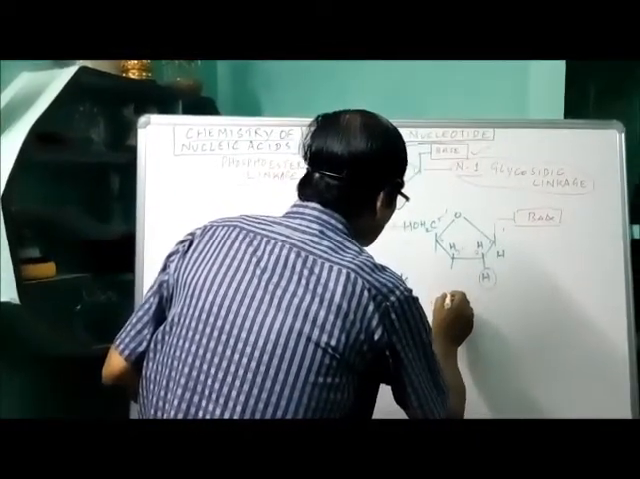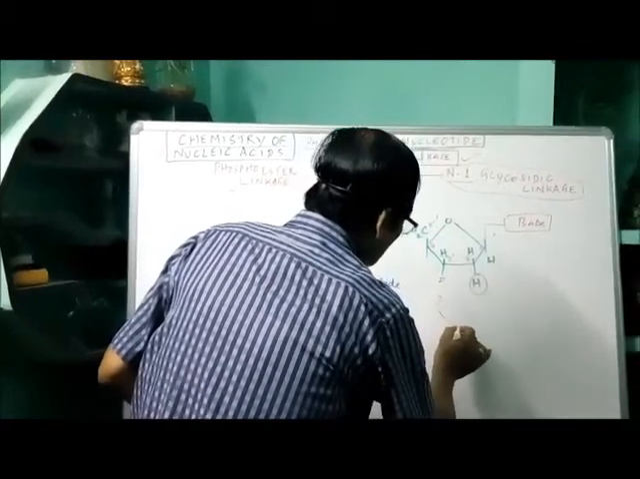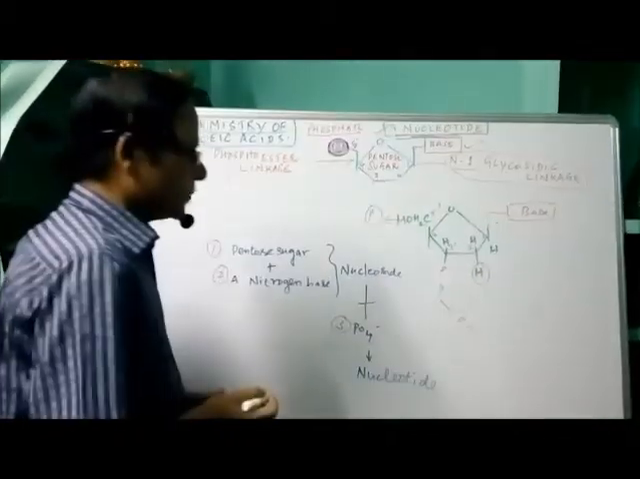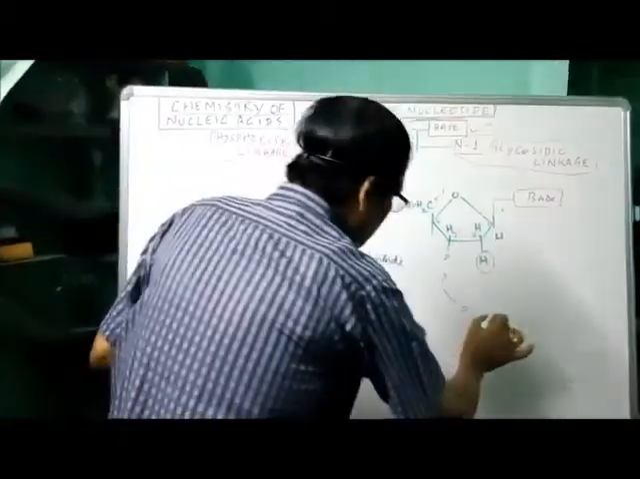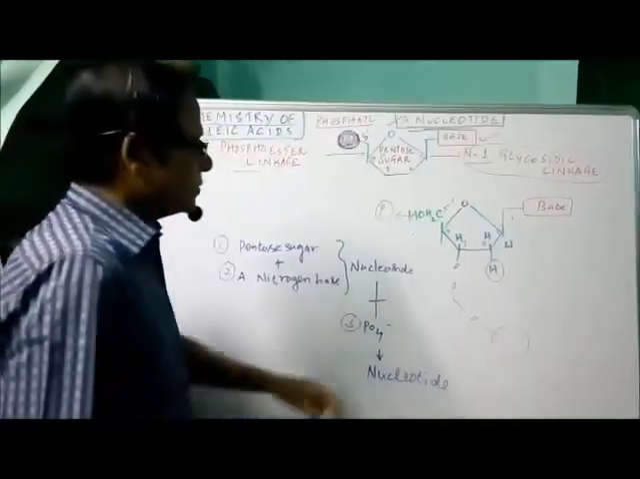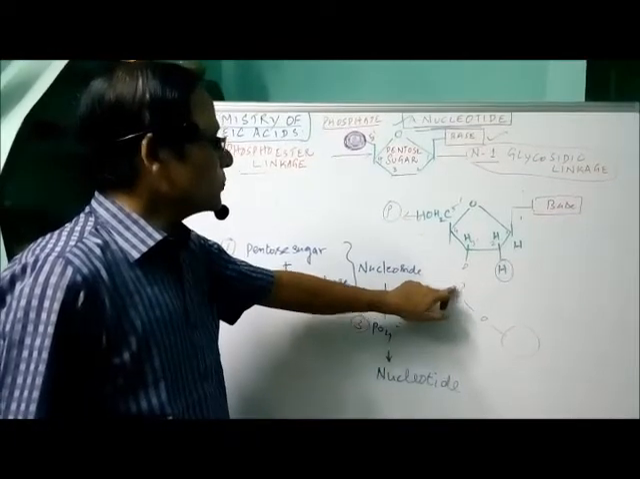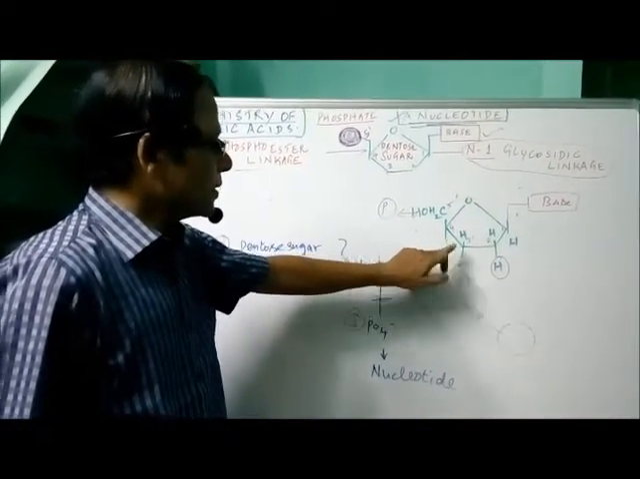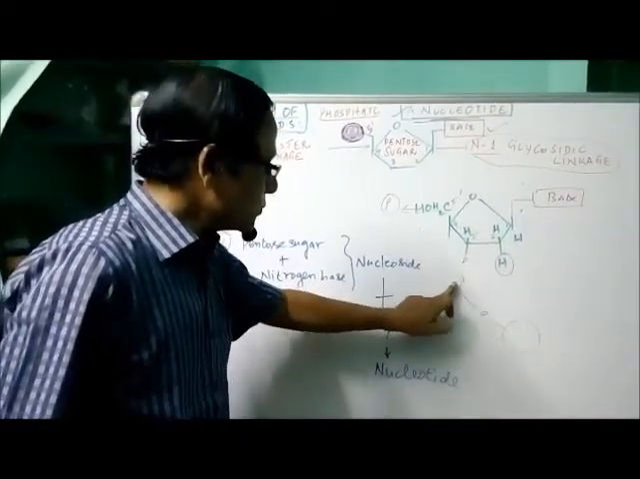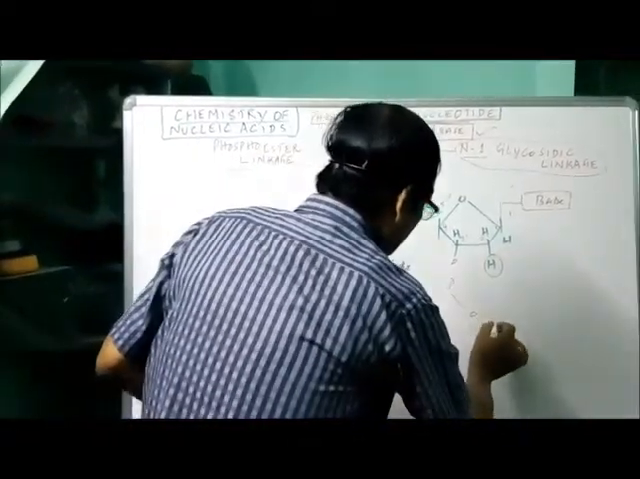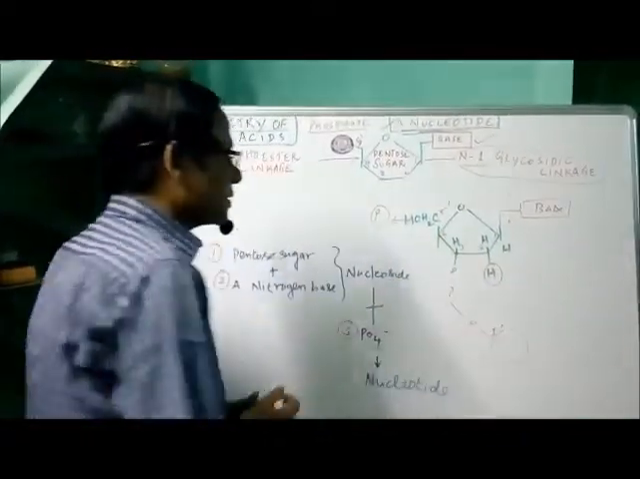Okay, this is a phosphate group. This is another nucleotide, so there are two linkages. This is another sugar. So there are two linkages, that is between the phosphate group and the third carbon atom, and also between the phosphate group and the fifth carbon atom. Here this is fifth, and there we have three, like that.